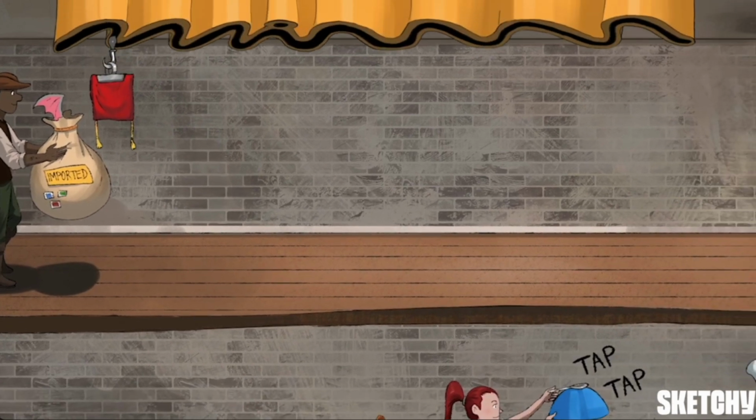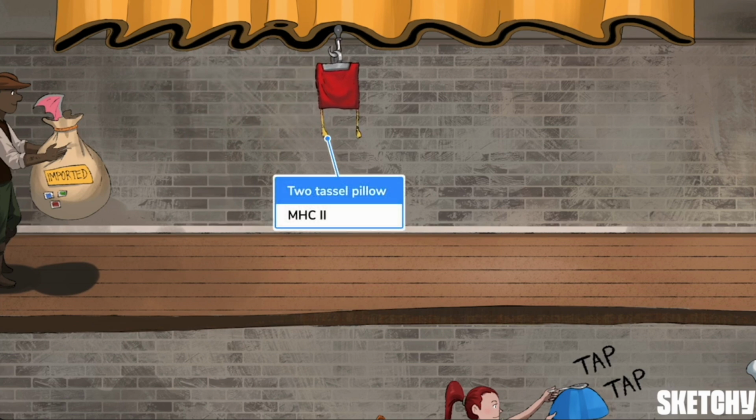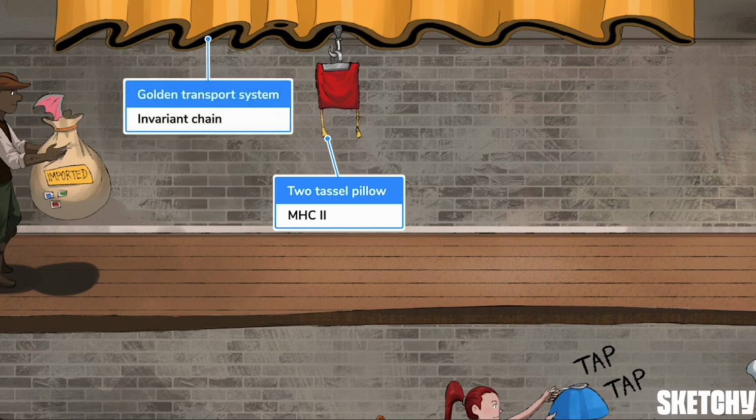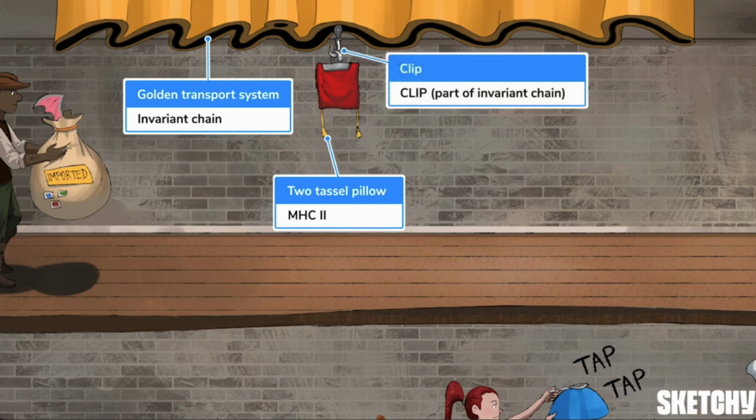The phagosome encases the exogenous proteins and brings them inside the cell. Now, simultaneously, you'll notice the 2-tasseled pillow, representing MHC2, getting moved along this Royal Kitchen's golden transport system by the invariant chain. The invariant chain has a few roles here. First, it helps the MHC2 move from the endoplasmic reticulum through the Golgi apparatus and to the endosome, and it also prevents interference from other unwelcome wandering peptides by blocking binding to MHC2.